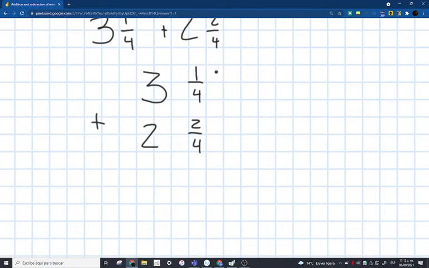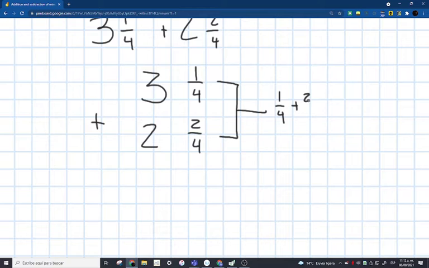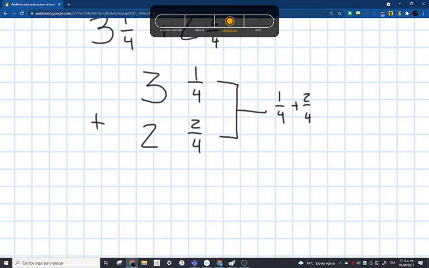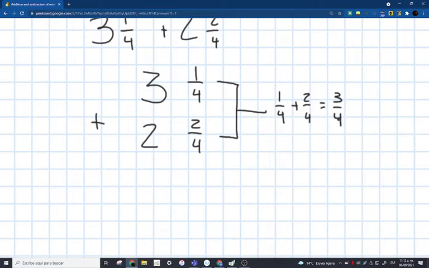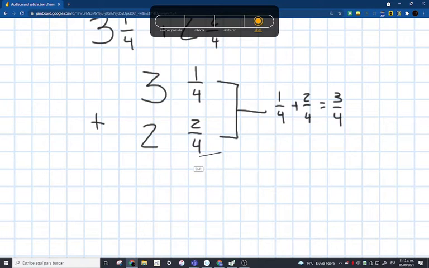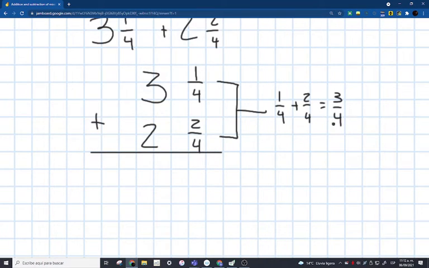Okay, so what is 1/4 plus 2/4? Well, the result here, sorry, fourths, not thirds. The result is 3/4 because they are like fractions. So what are we going to do? We are going to put this result here in the fractional part, 3/4. And in the natural part, it's 3 plus 2, 5. Simple. That is the basics of this method, okay? You add the fractions and then you add the natural numbers.